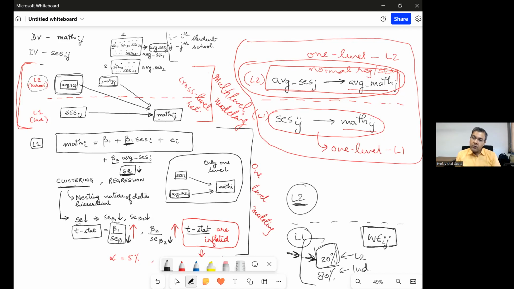You can figure out how much of work engagement is because of L2 and how much of work engagement is because of L1. This we can figure out. We have a name for this. We call this the ICC1 index, intra-class correlation index 1. I will teach you how to compute this. This number will tell you: if ICC1 comes out to be 0.20, it means 20% is because of L2, 80% is because of L1.